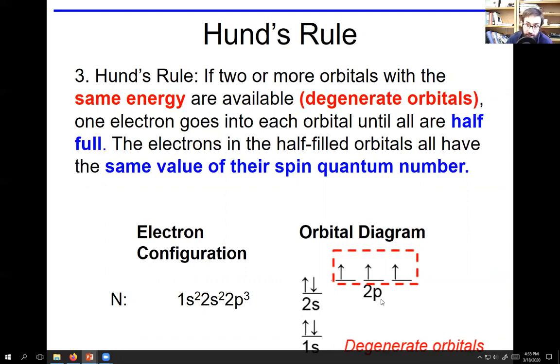Now, if you had a 4th electron, if you went from nitrogen to oxygen on the periodic table, then you'd be forced to go spin down in one of these orbitals. But Hund's rule tells you that these are all going to be unpaired electrons, and they're all going to have the same spin, all spin up, or you could write it all spin down. Let's just do all spin up, just for consistency.